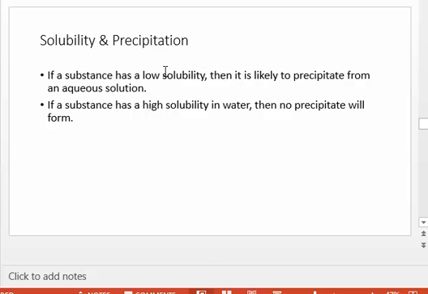If an ionic compound has a low solubility, then it is likely to precipitate out of an aqueous solution, which means it forms a solid or is insoluble. If an ionic compound has a high solubility in water, then no precipitate will form. The compound remains dissolved and is soluble or aqueous.